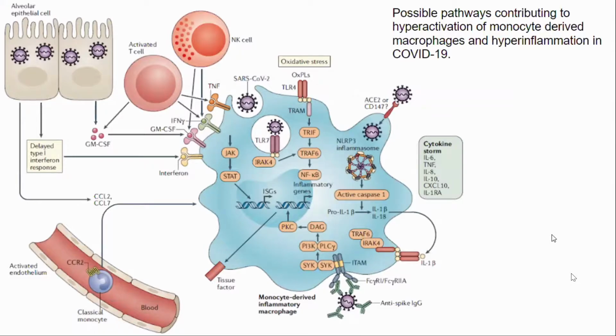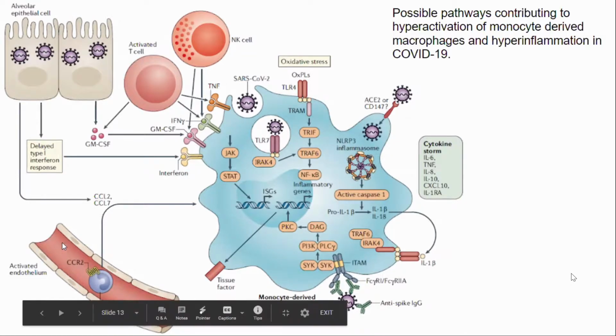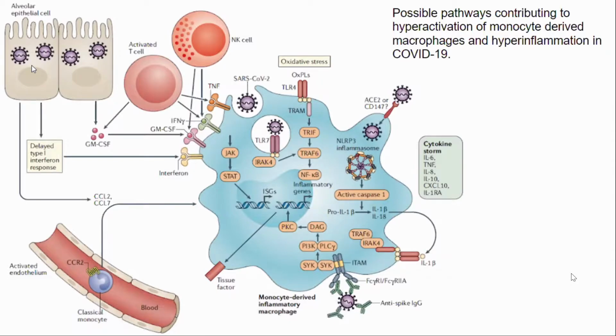You understand this? Yeah. Start from the epithelial cells, right, because the virus infects the cell first, right? Yes, the virus interacts with ACE receptors and gets into the monocytes. And monocytes, how does it get into the monocyte?